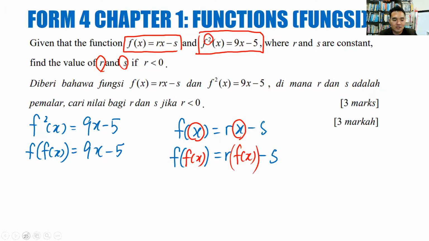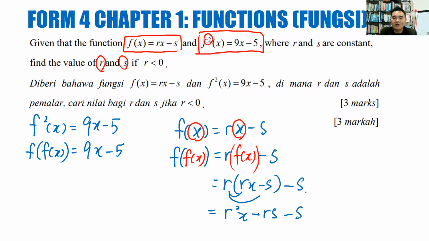So your job is to continue substituting the f(x) inside here. And what is your f(x)? Given is rx minus s, right? So what you can see is, why not you expand it, and you see something, which is r times rx, you get r squared x, and then r times negative s, negative rs, and then minus s. Okay, I have a challenge here, whereby how do I find r and s? And you have seen this one, given ff(x) equals 9x minus 5. I just copy and put it here.